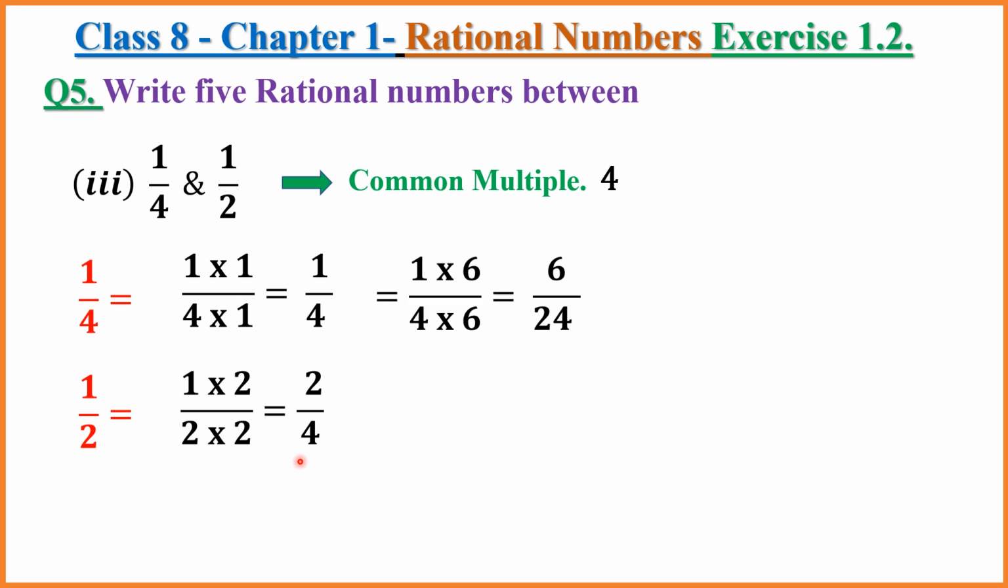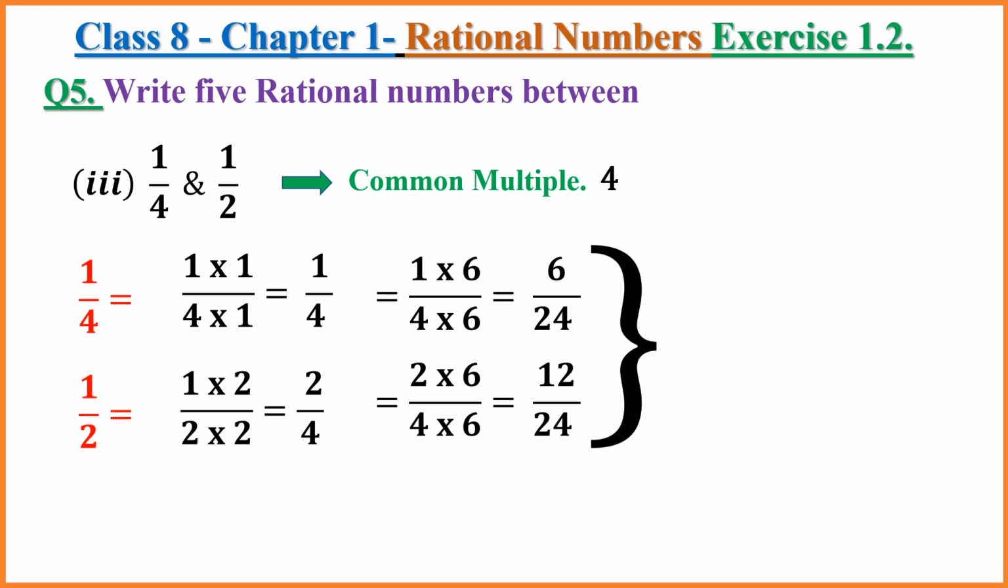So we are multiplying 1 into 6 divided by 4 into 6, which gives us 6 by 24, and 2 into 6 divided by 4 into 6, which gives us 12 by 24. Now we will be getting 5 rational numbers between them. That is 7 by 24, 8 by 24, 9 by 24, 10 by 24 and 11 by 24.